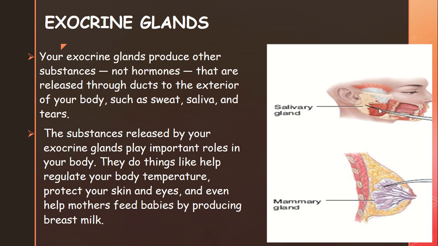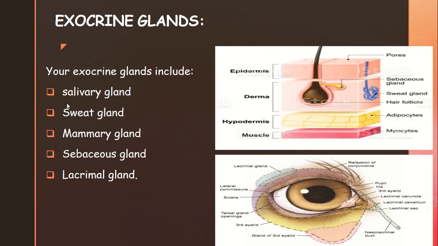Here you can see the salivary gland, which is situated below the ear. This is the part where the salivary gland is present, connected by a duct to the outer part of the body. So this is just a small introduction to the exocrine glands. Your exocrine glands include the salivary gland, sweat glands, mammary gland, sebaceous gland and the lacrimal gland.